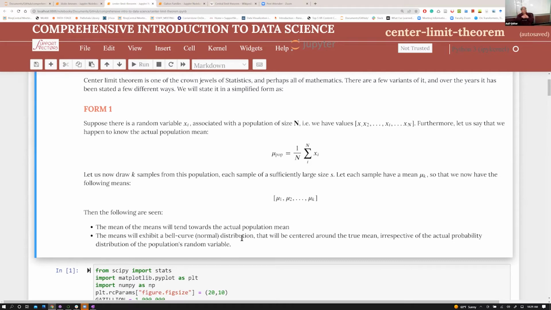The other thing that we have, which is quite remarkable, is that if you plot out all these mu's, you will be surprised that the histogram of the mu's is a bell curve, irrespective of the original distribution. That's a pretty remarkable fact.